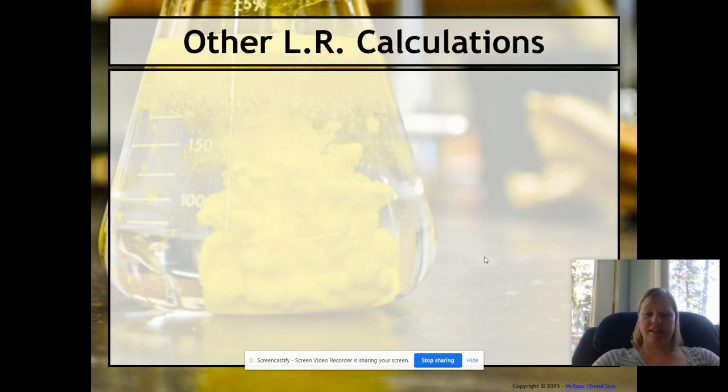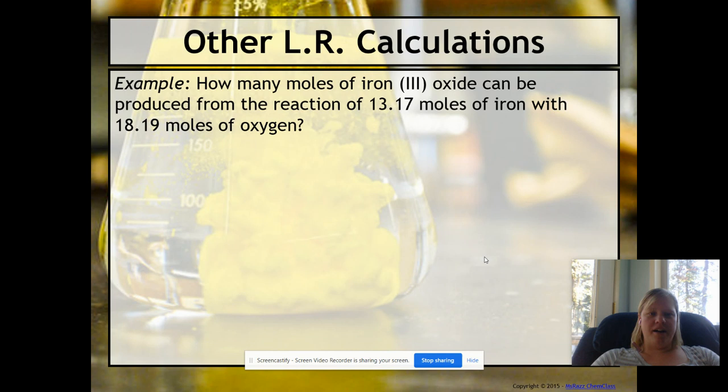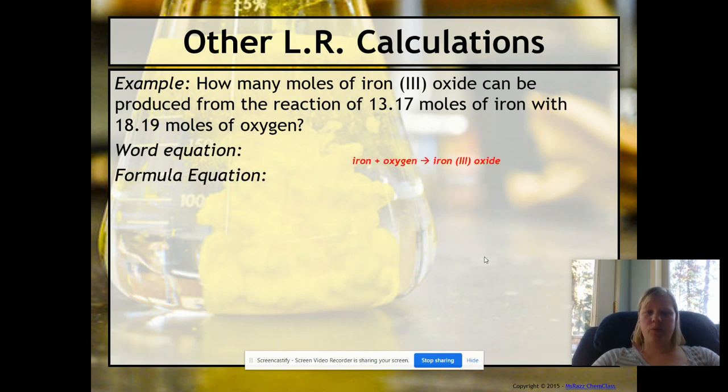We're going to do a limiting reactant calculation to start off. So our example: how many moles of iron oxide can be produced from the reaction of 13.17 moles of iron with 18.19 moles of oxygen? So our knowns, we know we have 13.17 moles of iron, we know we have 18.19 moles of oxygen, and we know that iron oxide is our product. So we can go ahead and write out our equation. We have iron and oxygen creating iron oxide, okay?